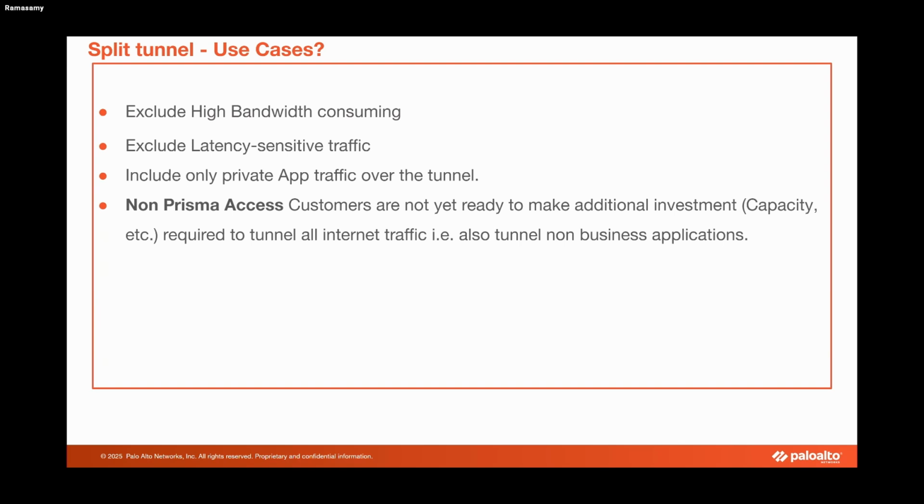Non-Prisma Access customers are not yet ready to make additional investment, for example, in terms of capacity, bandwidth, etc., required to tunnel all the traffic into the tunnel. For example, when you have 2,000 users, but you don't have the hardware capacity or bandwidth to accommodate all the traffic for all the users, in that case, you can just split tunnel the traffic, send all the internet traffic over the internet, and then keep the private applications over the tunnel.